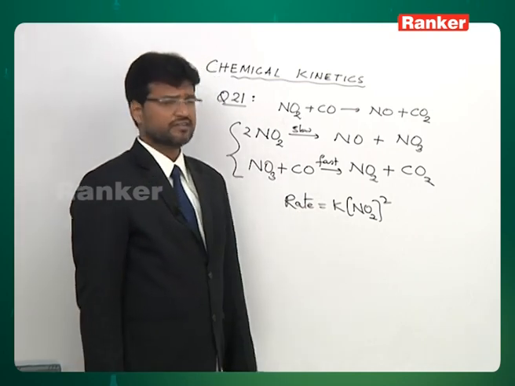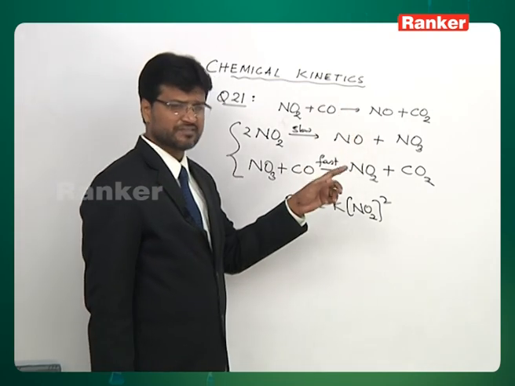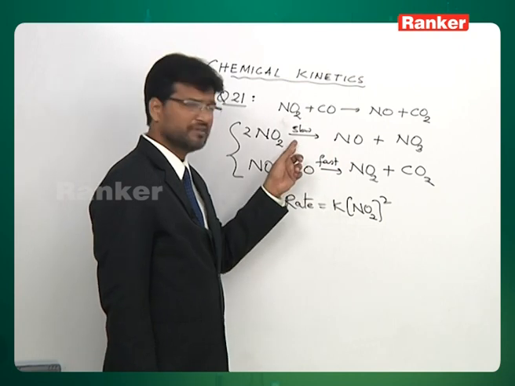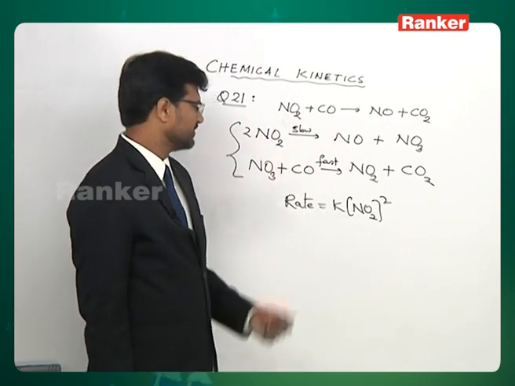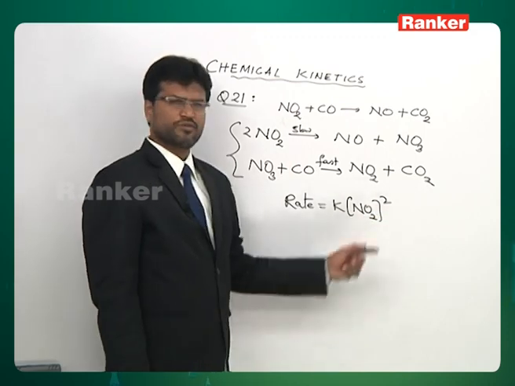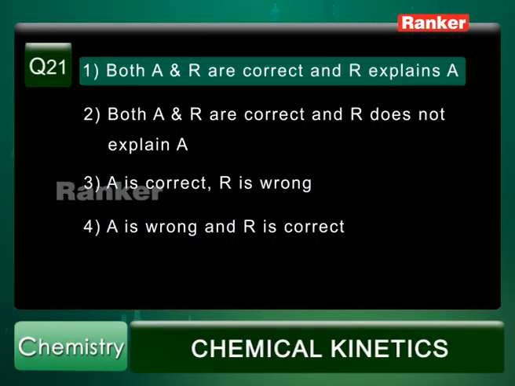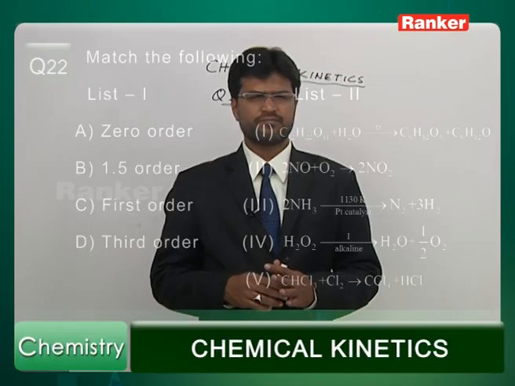So, it's not an elementary reaction, it's a complex reaction involving two steps. The first step is the slow step. So, the rate equation is written on the basis of this, and the order with respect to NO2 is 2, and the order with respect to CO is 0 because it is involved in the fast step. The answer is the first option.